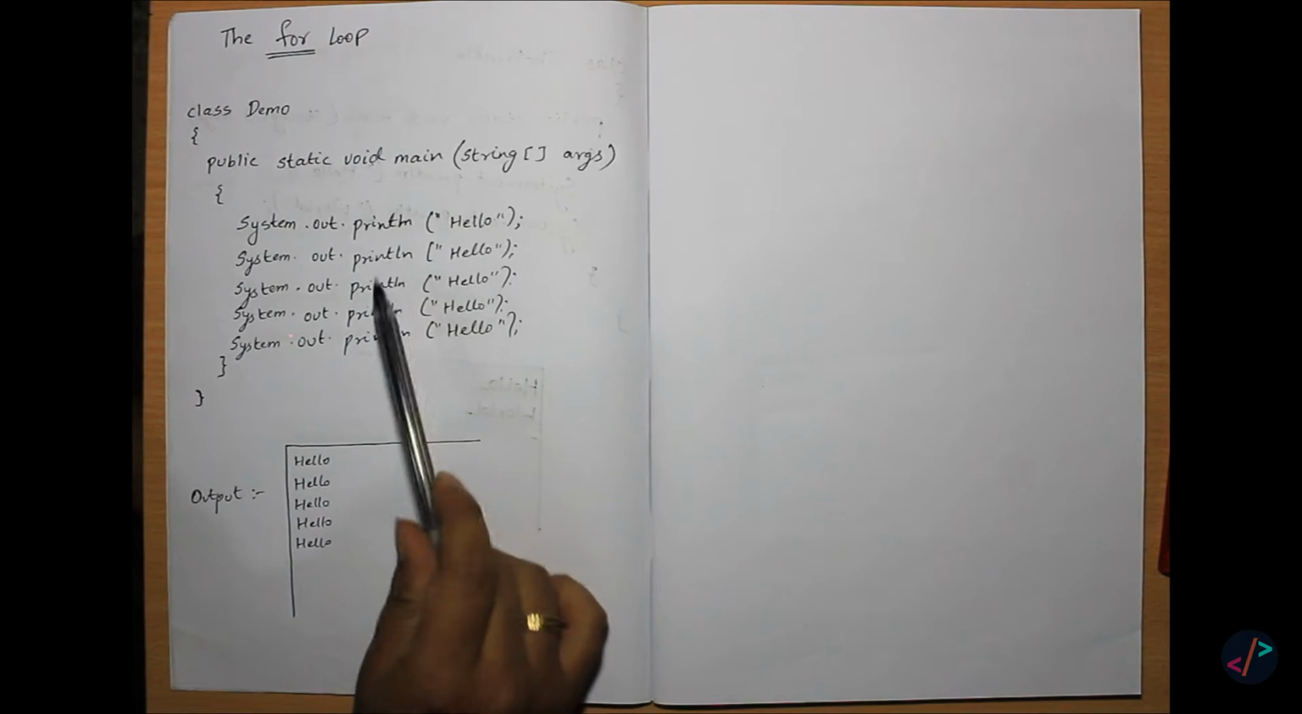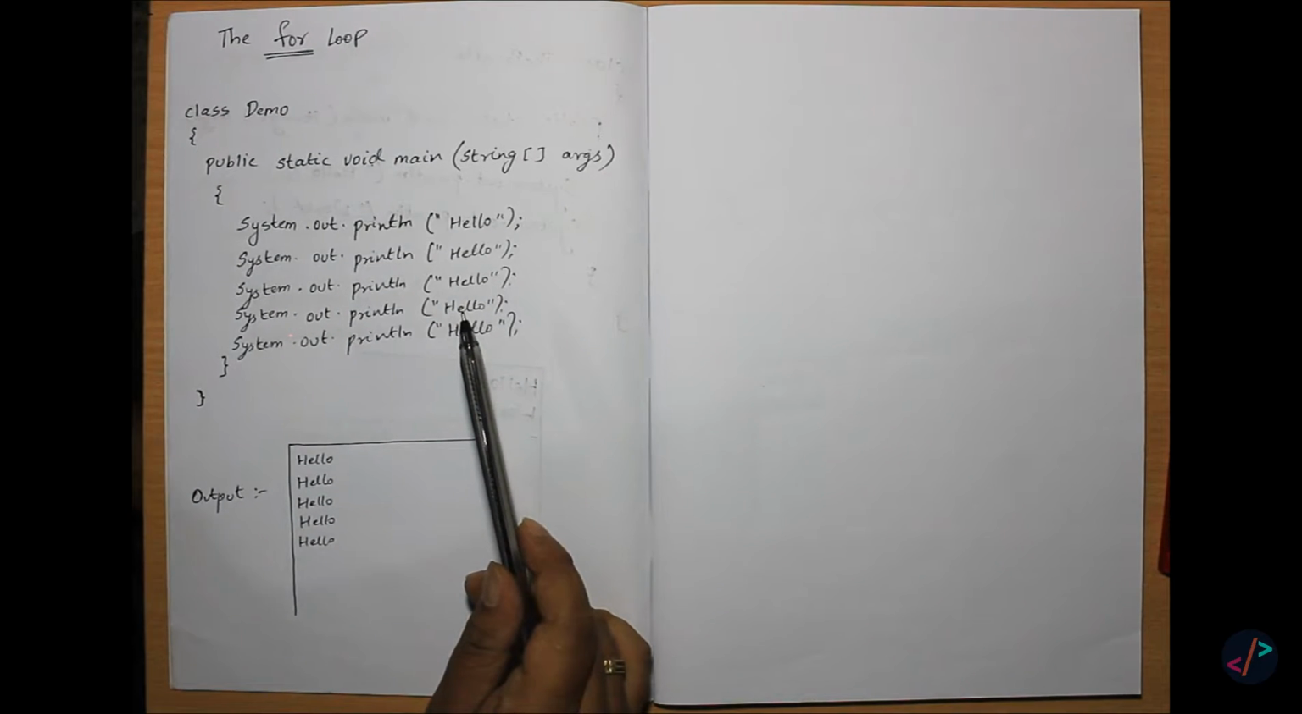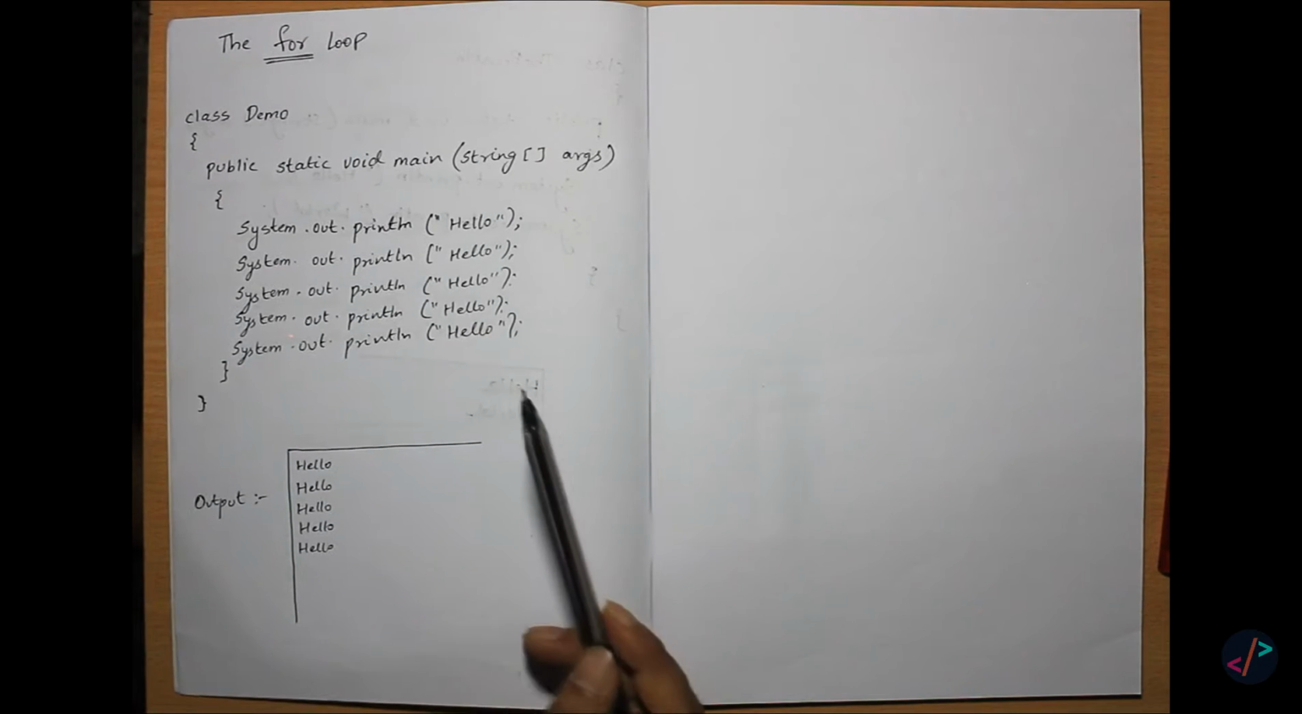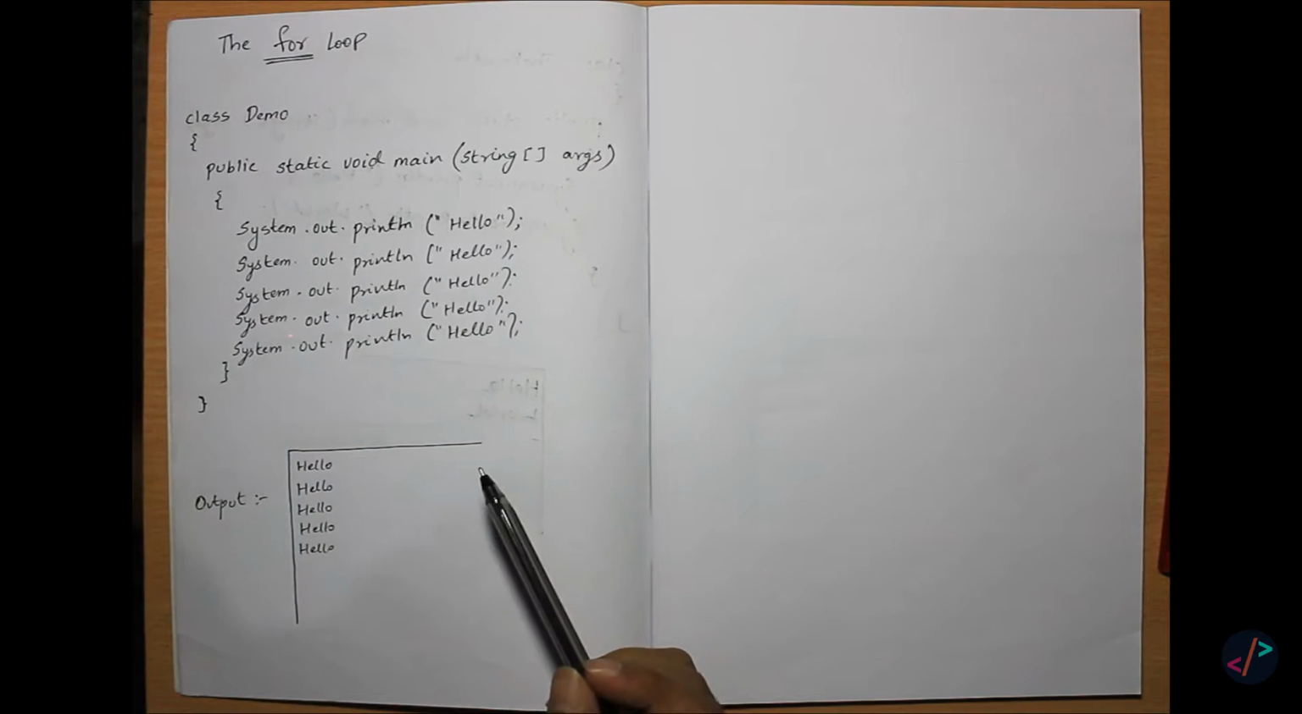This type of repeating code itself is called as redundant code. You should never write code like this. Then what's the solution if you ask me? For that reason itself, the concept of loops in programming has come. There are different types of loops. However, in this video, I'll be speaking about the for loop.